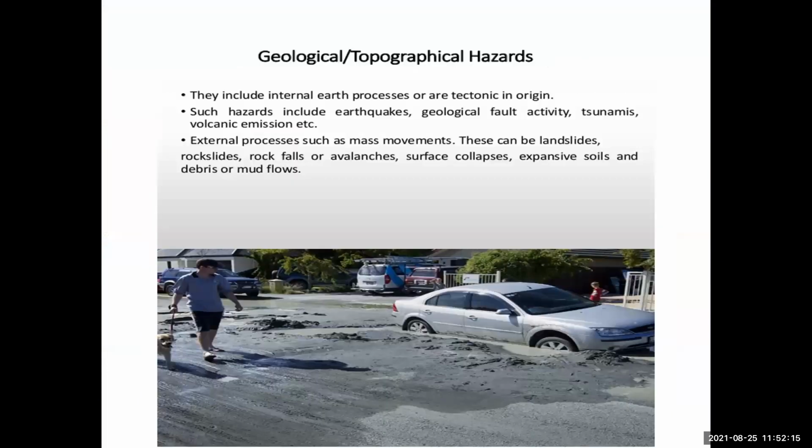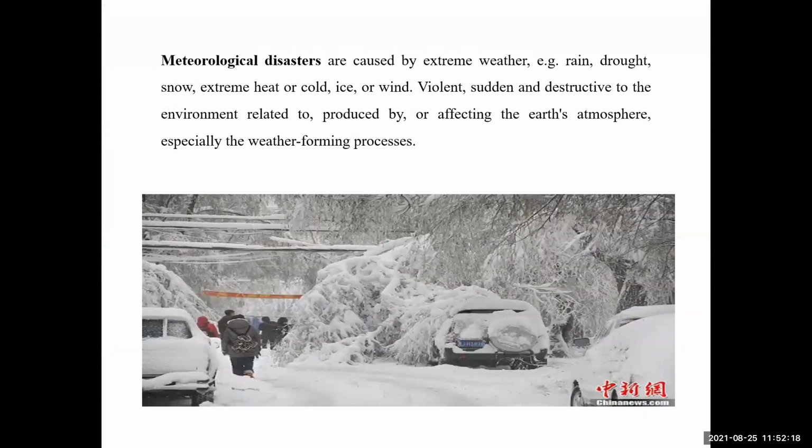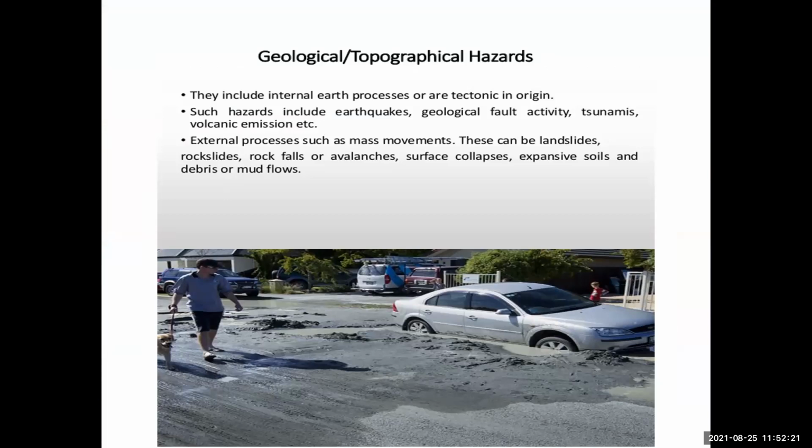And then the geological topographical hazard. The geological and topographical hazards include internal earth processes or those tectonic in origin. Such hazards include earthquake, geological fault, active tsunamis, volcanic emission, erosion, and external processes such as mass movement, which can be landslide, rock slide, rock falls, avalanches, surface collapse, expansive soil and debris or mud flows. You see in the image the sudden surface collapse, and the car below the ground level. This is the geological topographical hazards.